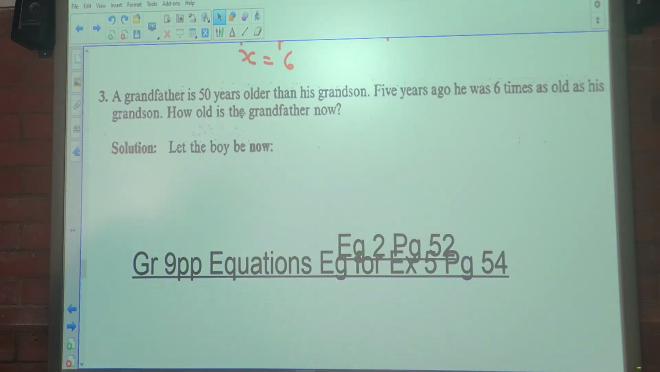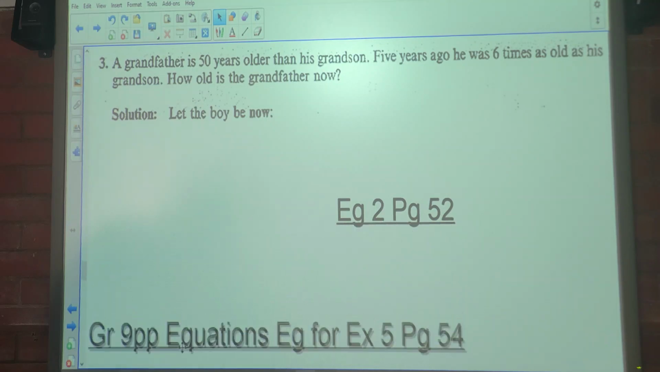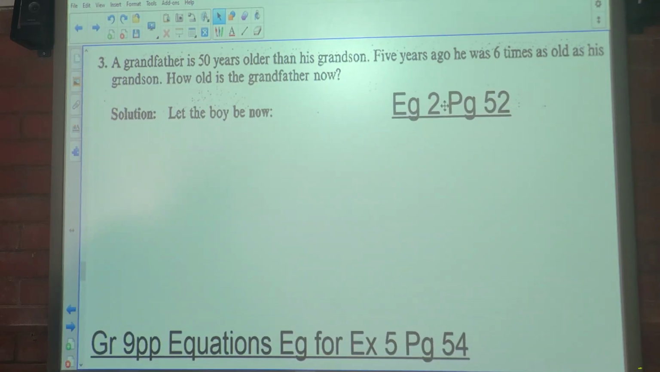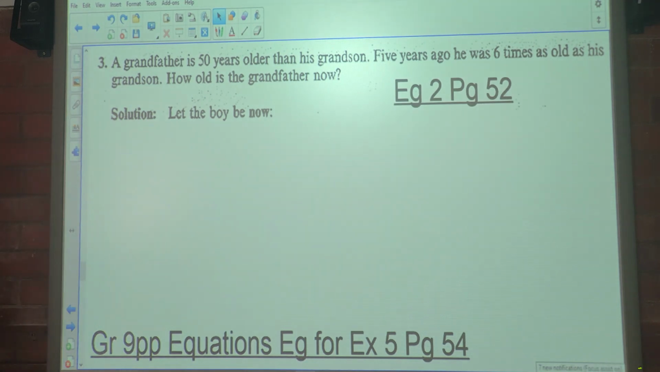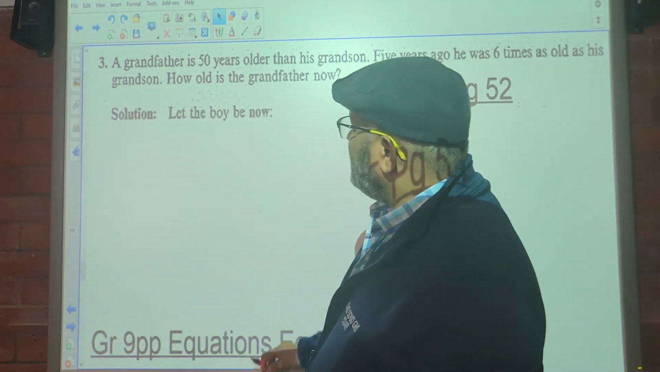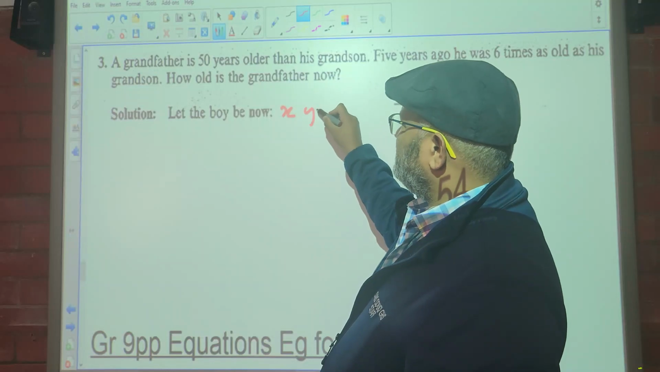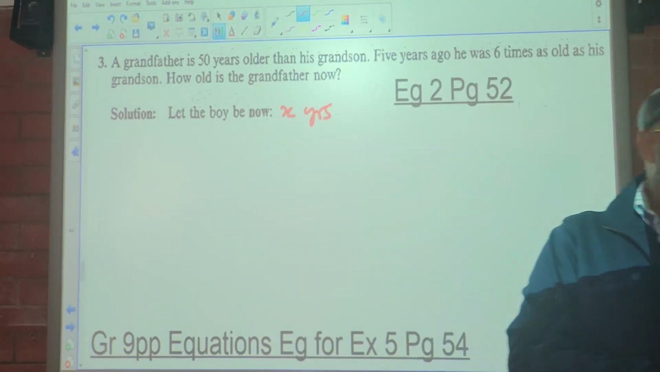Right, number 3. A grandfather is 50 years older than his grandson. So who's going to be younger? The grandson, of course. Okay. 5 years ago, he was 6 times as old as his grandson. How old is the grandfather now? So who's younger? The grandson. So let the boy be now X years old. Or just X. Let the boy be X.